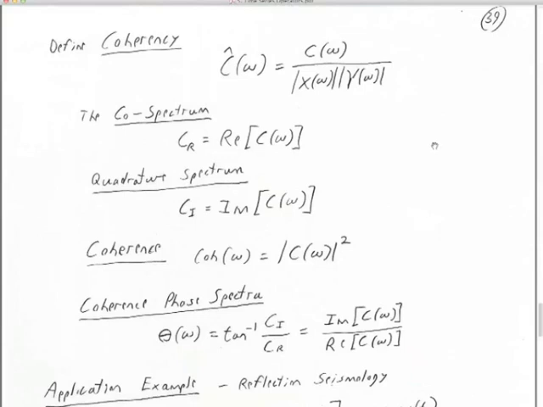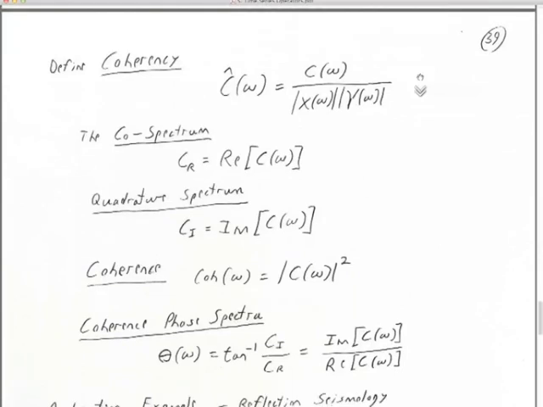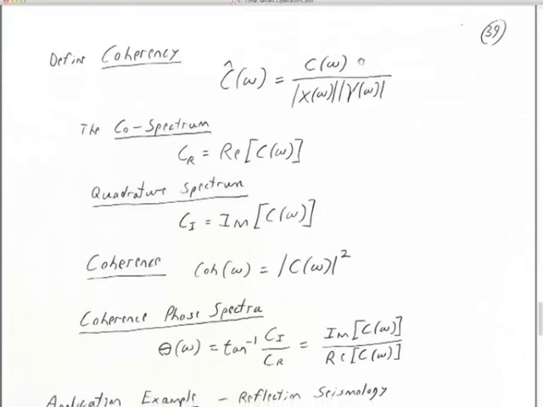Many things you've heard of. Here are their formal definitions in terms of the cross covariance. The coherency is in the frequency domain, and so we call it C hat of omega. It is the Fourier transform of the cross covariance, for a whole series of different values of omega, normalized by the magnitude of x at that frequency, and also by the magnitude of y at that frequency. So that gives you a coherency at every different frequency.